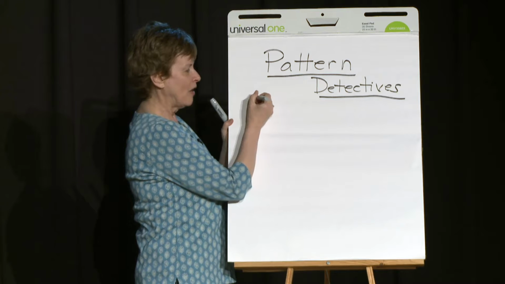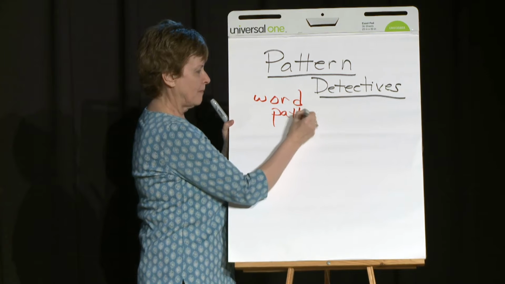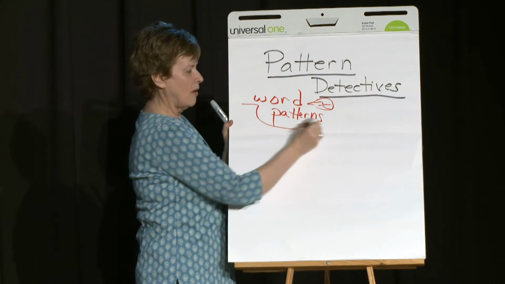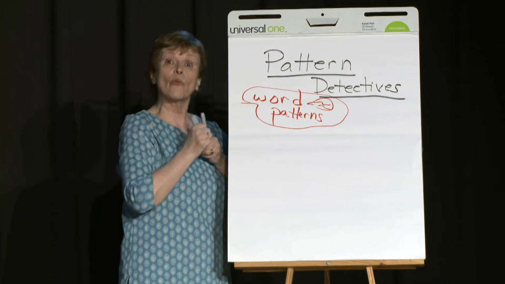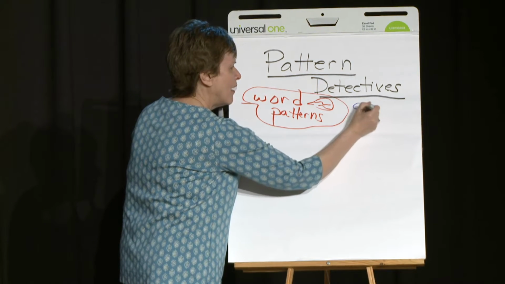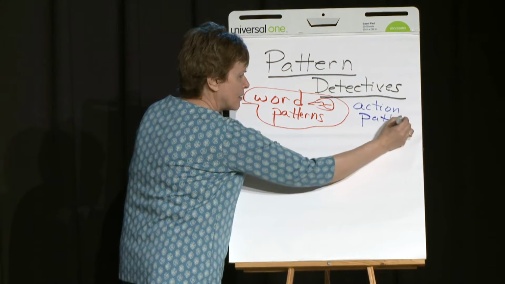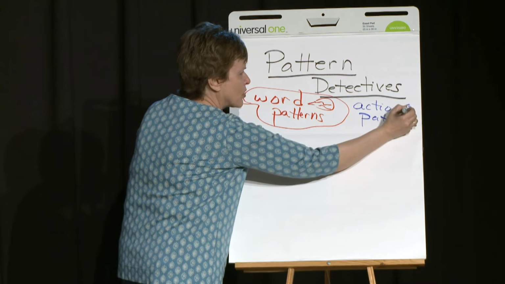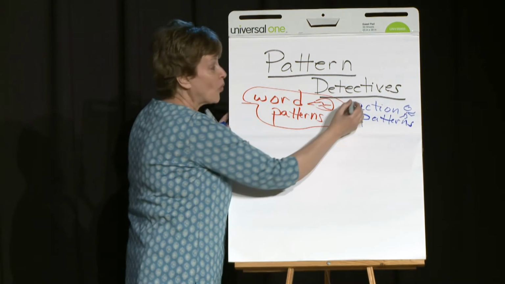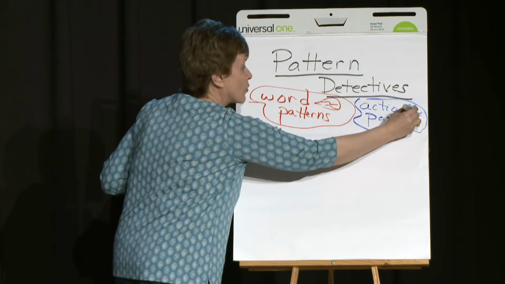Stories can have word patterns, and I'll draw a speech bubble so that you know that means the words in a story that repeat over and over again. Stories also can have action patterns. And I'll draw a picture of somebody running. You can see why I do not illustrate my books. I only do the words. Actions, what happens in a story, can go over and over again.